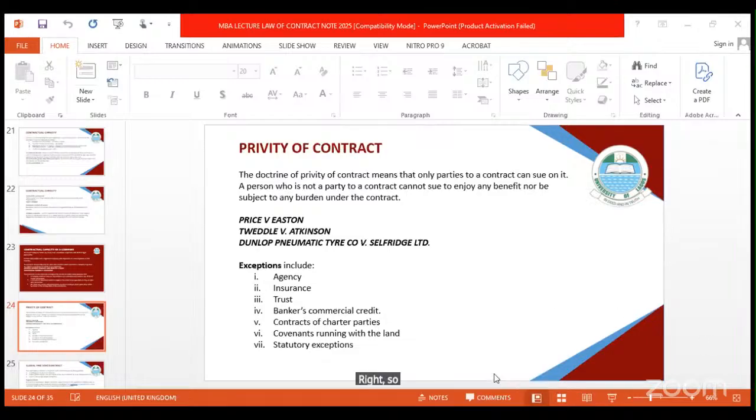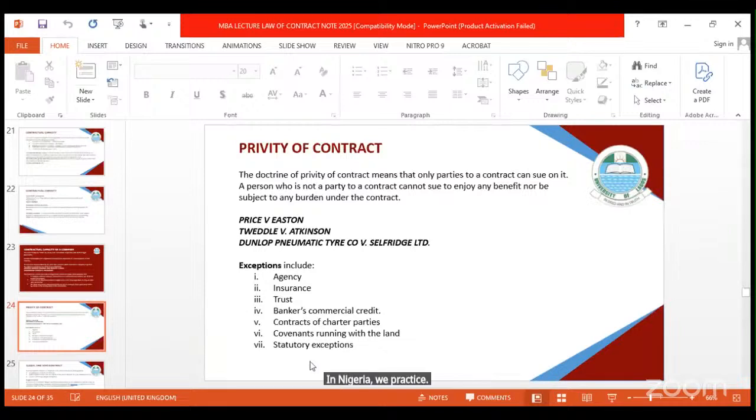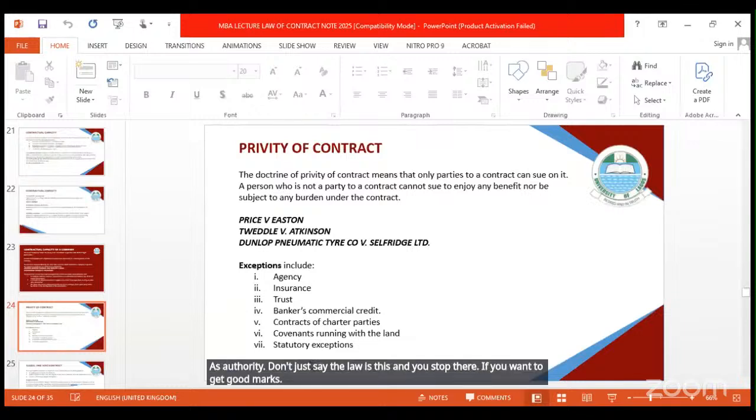So that now takes us to the exceptions. I'm saying this because the beauty of law in Nigeria is that we practice law as it is. When you say the general doctrine of law is that only parties can bring an action to enforce a contract, it means that there's a law somewhere that provides to that effect. That's why you are quoting it. For the purpose of exams, make sure that you cite cases as authority. Don't just say the law is this and stop there.